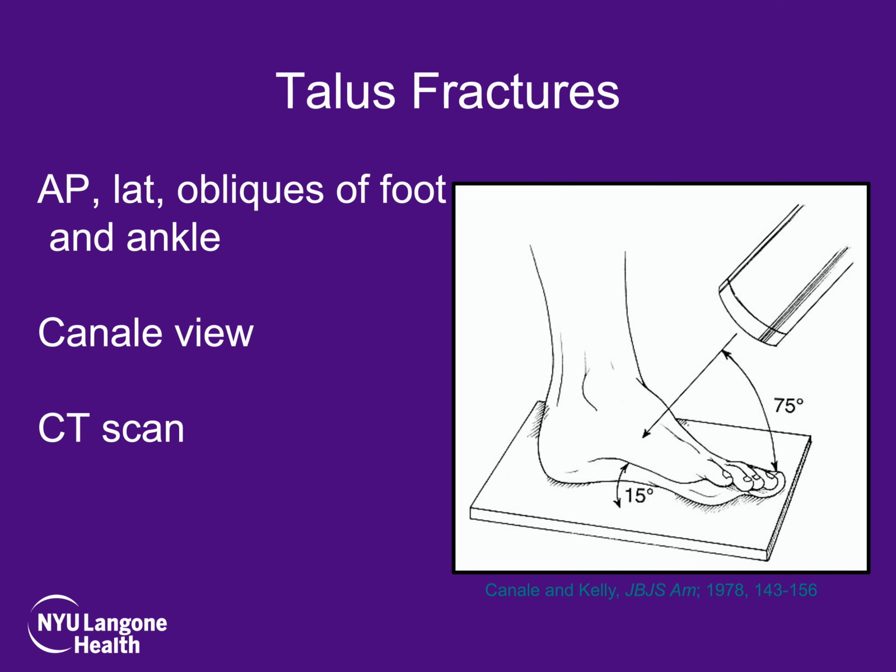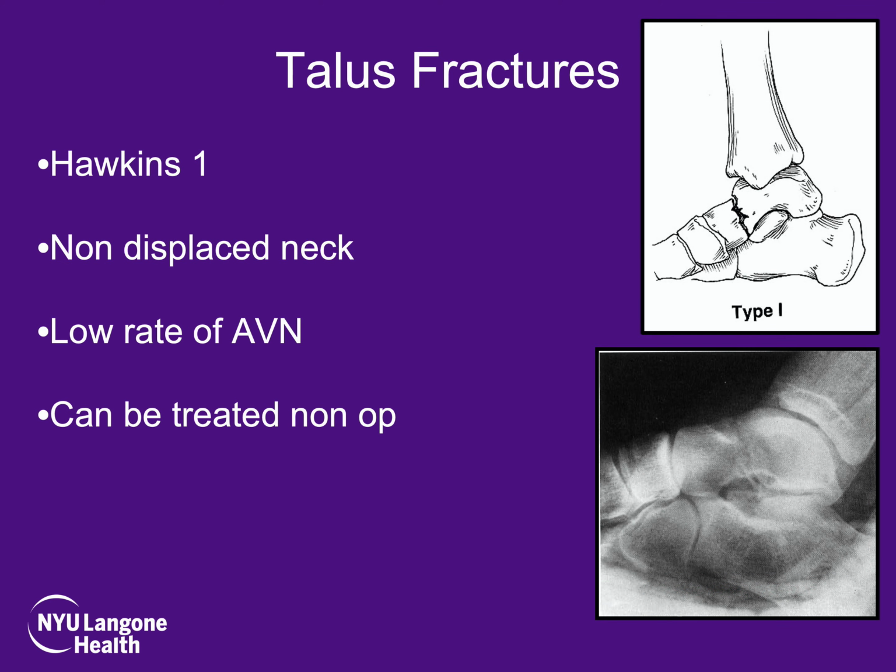Radiographically, a basic foot trauma series, including AP, lateral, and obliques of the foot, are obtained. The Canale view, which was originally described for post-traumatic malunion, is an oblique view, which usually demonstrates talar neck varus. Nowadays, CT scan has replaced these specialized views. The classification is the Hawkins Classification.